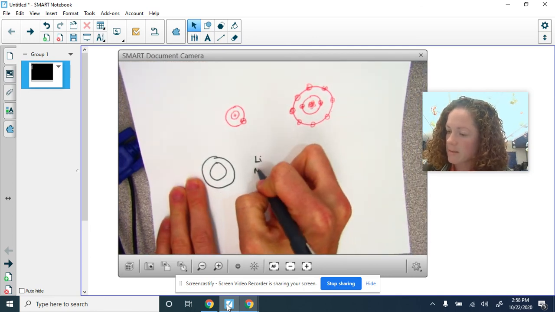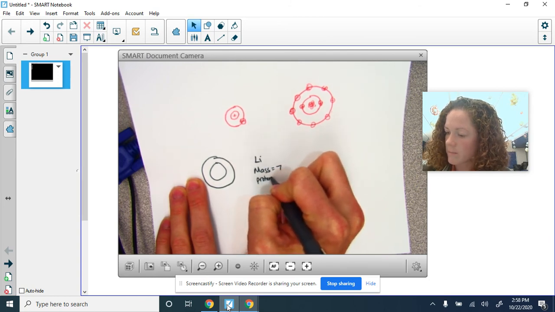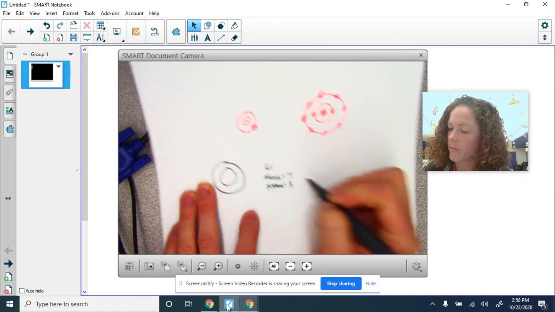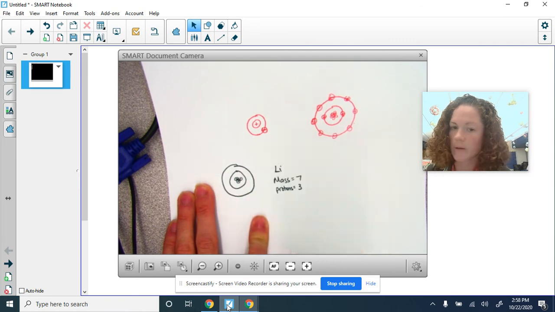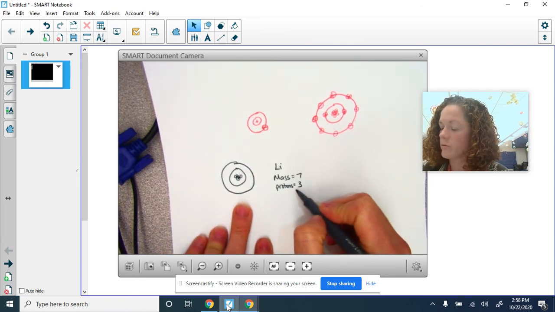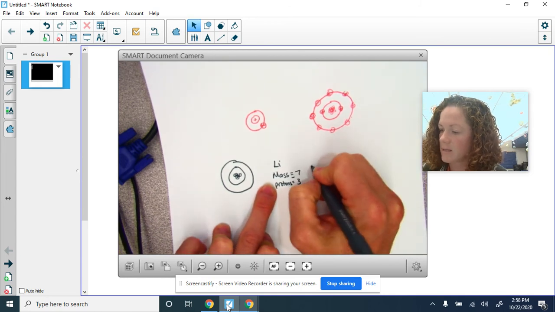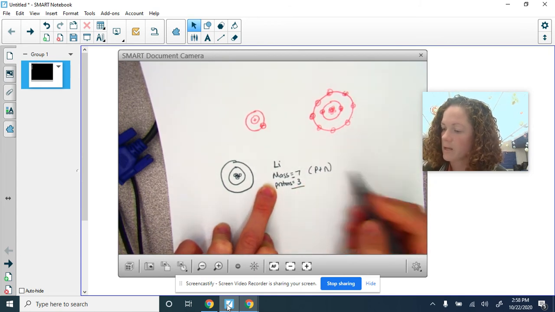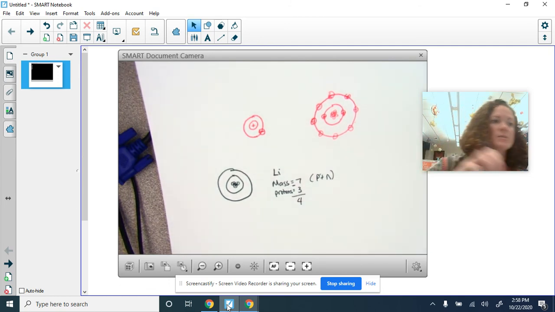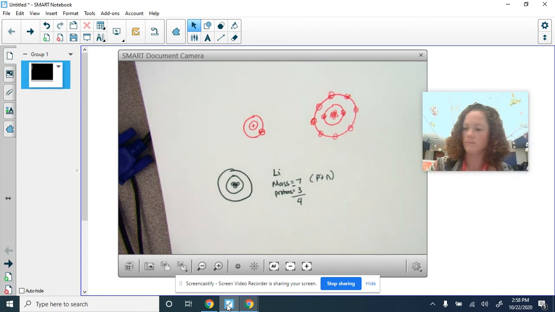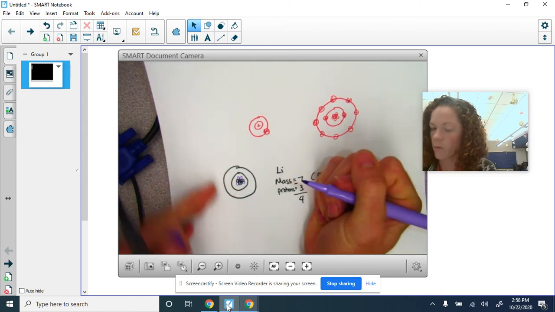So if my mass equals 7 and my protons equals 3, that means I would have 3 positives: 1, 2, 3. And to find the number of neutrons, remember, I take my mass and subtract the protons, because mass equals protons plus neutrons. So if I get rid of my protons, I'm left with just neutrons. That means I have 4 neutrons: 1, 2, 3, 4.